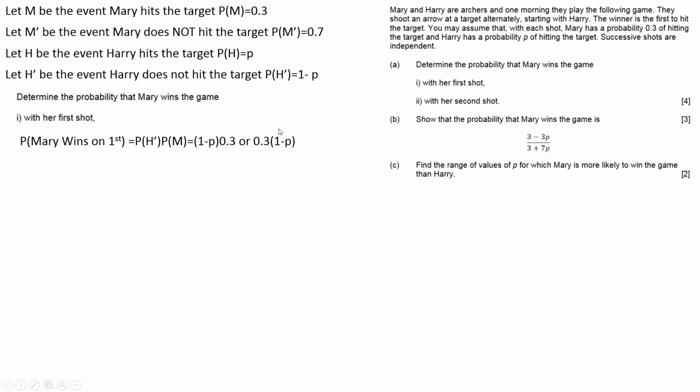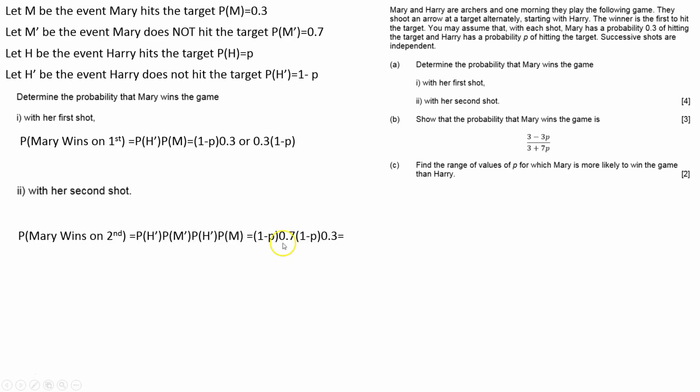For Mary to hit with her first shot, since Harry goes first, Harry must miss, and then Mary must hit. Harry missing is 1 minus p, Mary hitting is 0.3, and because these are independent events, we multiply to give 0.3(1 minus p). For Mary to win on her second shot, we need a complete round of failures. So Harry misses, and then Mary misses. Then Harry misses, and then Mary hits. So we get (1 minus p) times 0.7, times (1 minus p) times 0.3. Put this together, we get 0.21(1 minus p) squared.